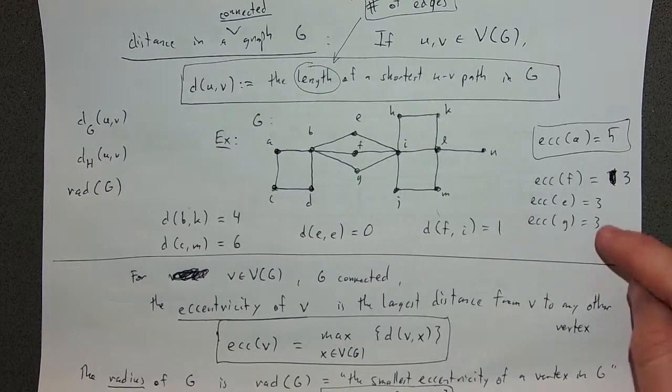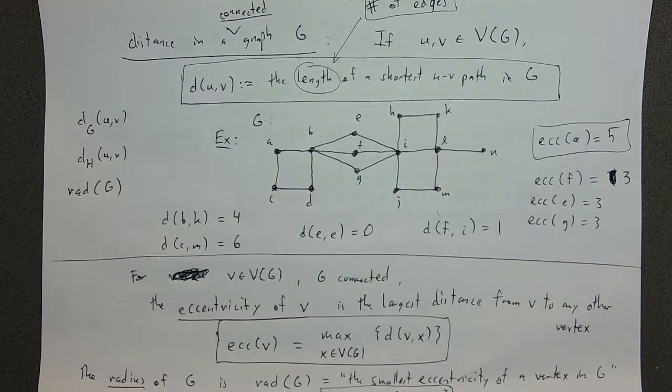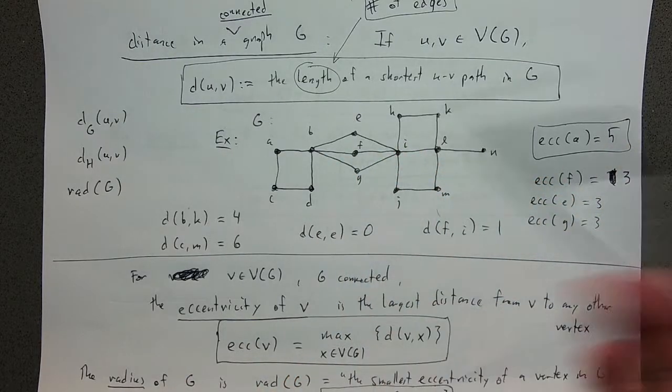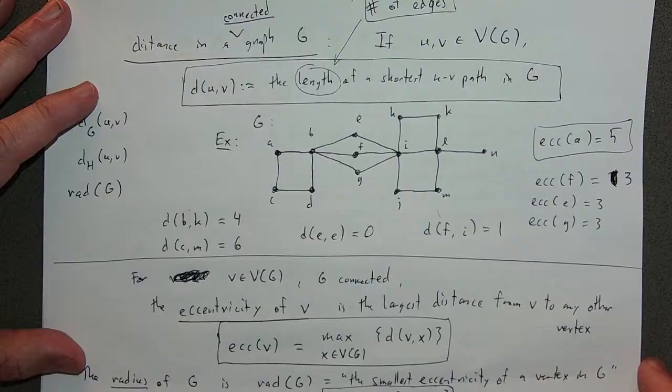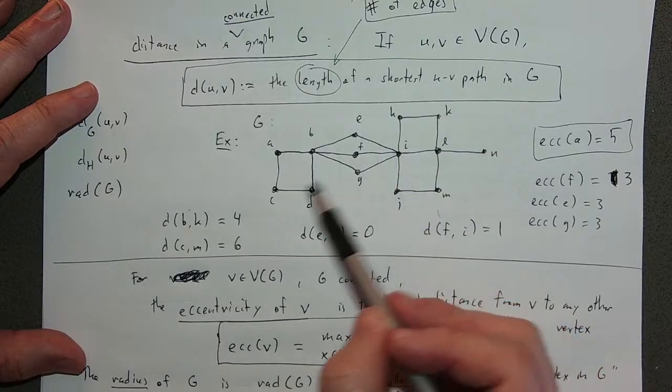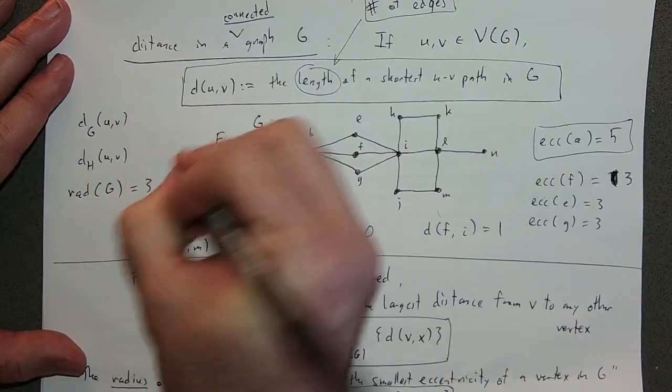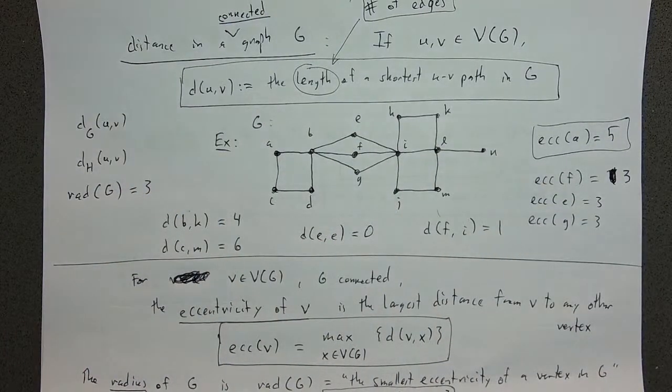So, can I get a smaller eccentricity than this? No, I can't. I'll leave it to you to investigate some of the other vertices that you think might have smaller eccentricities, but B, for instance, does not have eccentricity 3, it has eccentricity 4. I is the same way, because the distance from I to C, for instance, is 4. So the radius here is 3. This is the smallest eccentricity that we get.